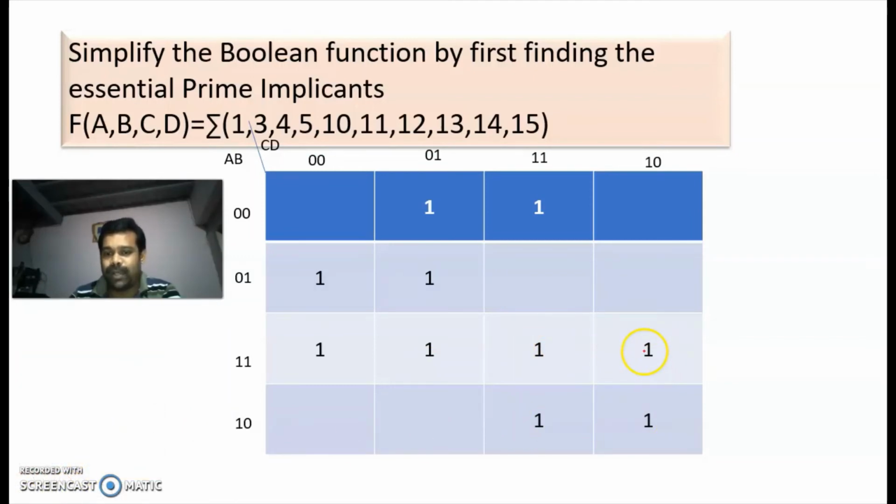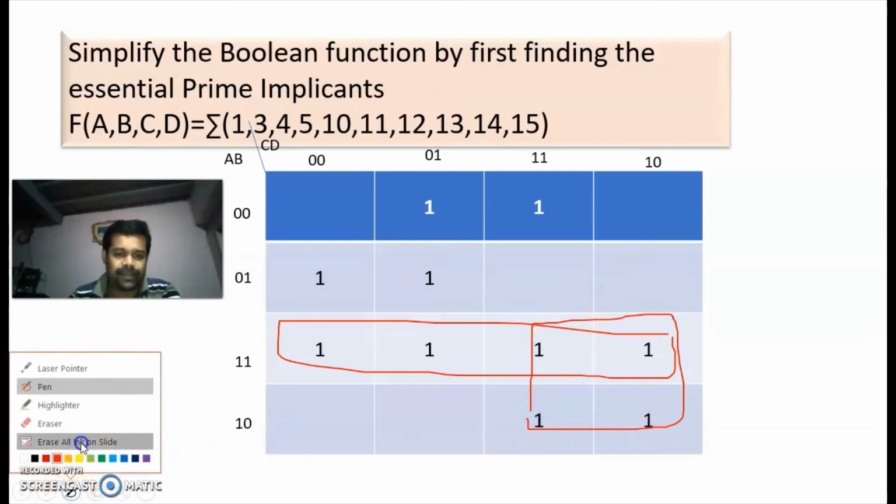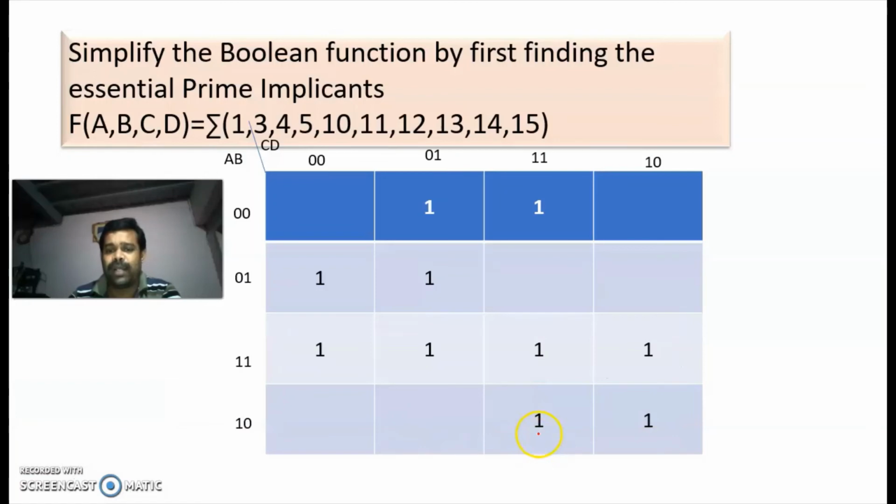Now I come to this one. Here this is one possibility, and this is another possibility. Next I am coming to this one. I can group either in this way or this way. Finally, this one. This is the only possibility of grouping this one.